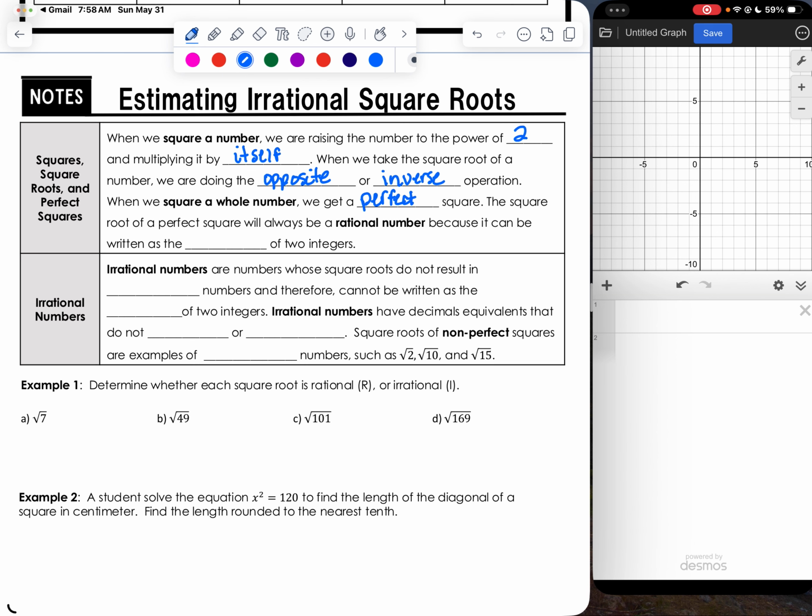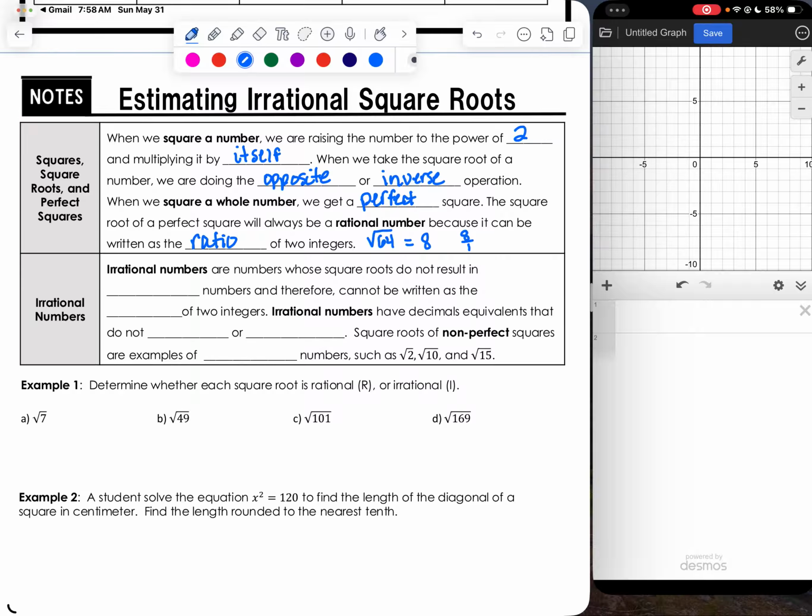The square root of a perfect square will always be a rational number because it can be rewritten as the ratio of two integers. For example, the square root of 64 is equal to 8. And 8 is a rational number because it can be rewritten as 8 over 1.